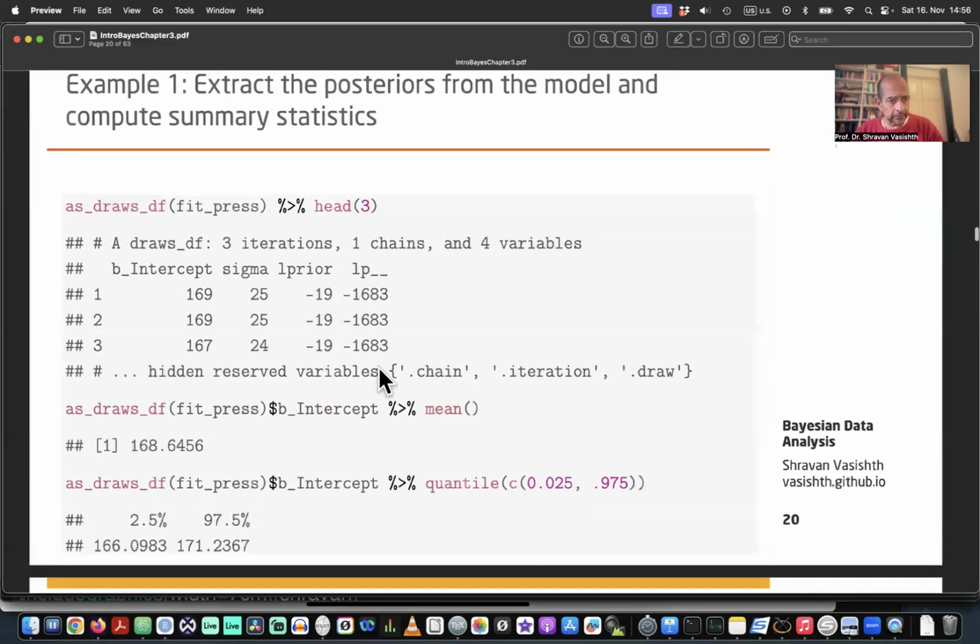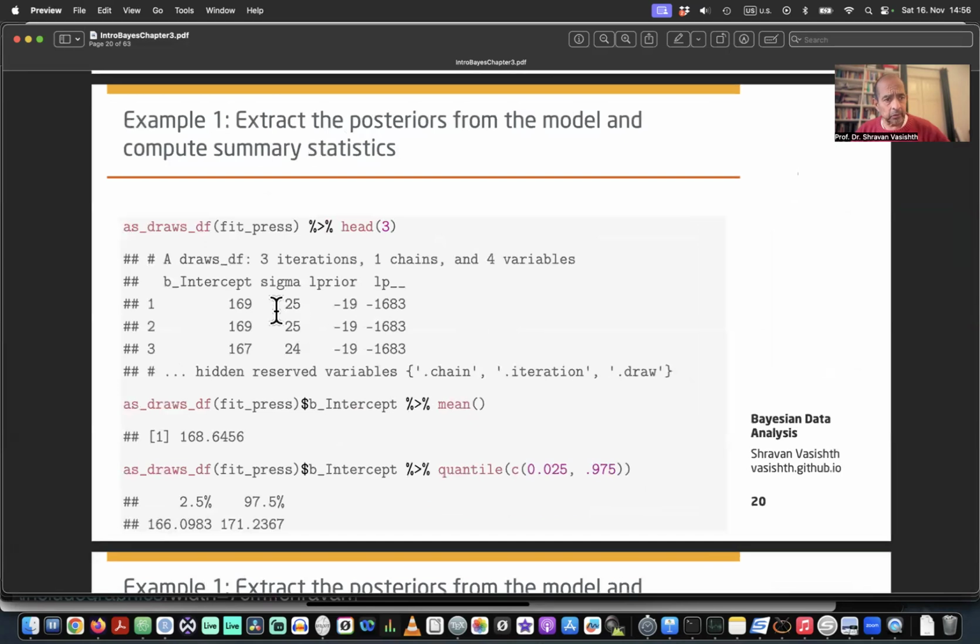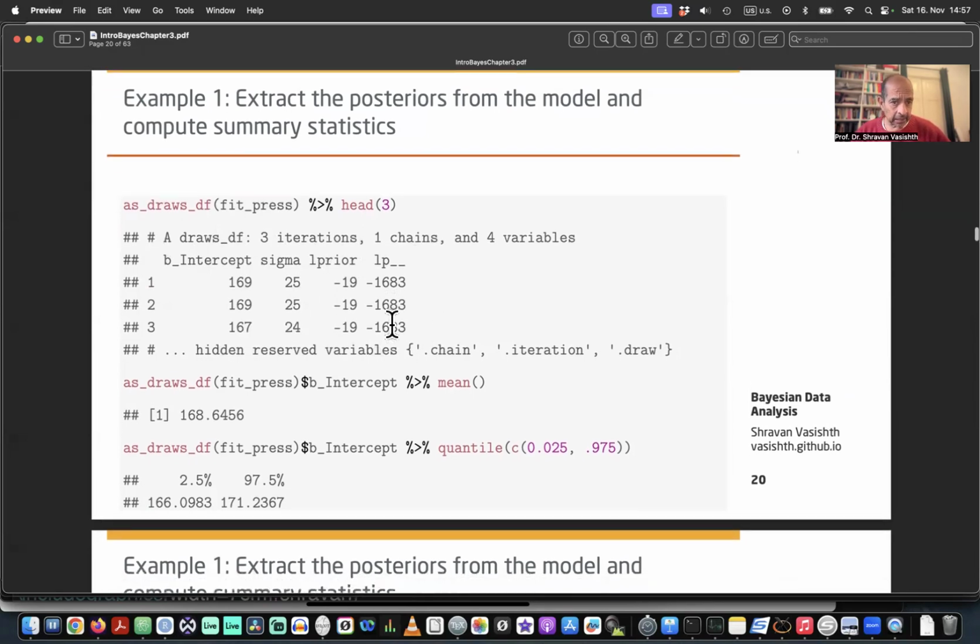Okay, so I've already explained that we can get graphical summaries of the posteriors from the model, but you can also extract the posteriors as vectors, okay? So, for example, with as_draws_df, what you're doing here is extracting the posterior distributions of each of the parameters. What you get as a result of running this command is a data frame that contains in one column the posterior samples for the intercept and the posterior samples for sigma. These other columns we don't care about right now. I'll talk about all this later, okay?